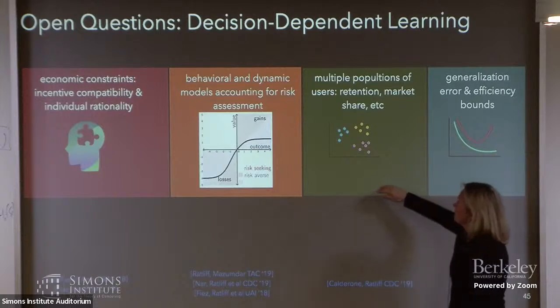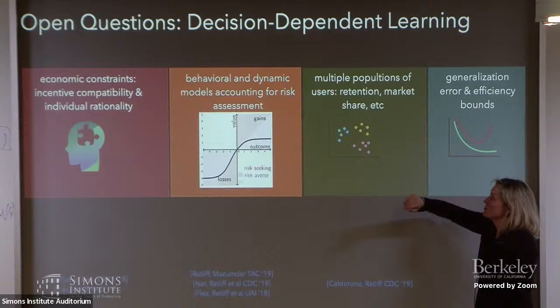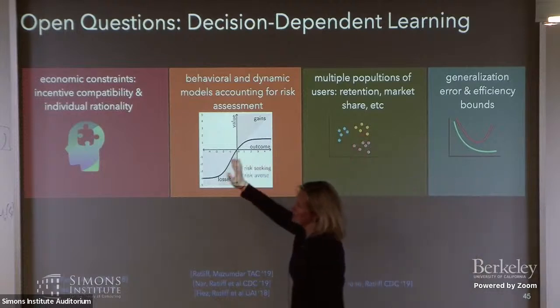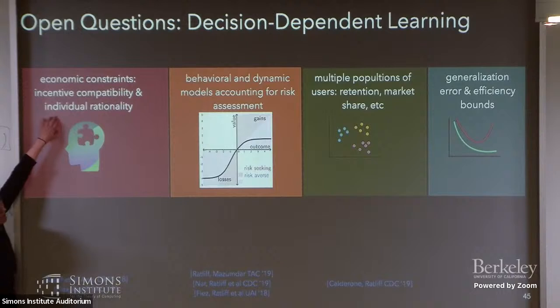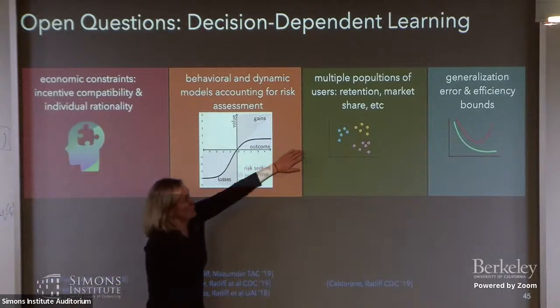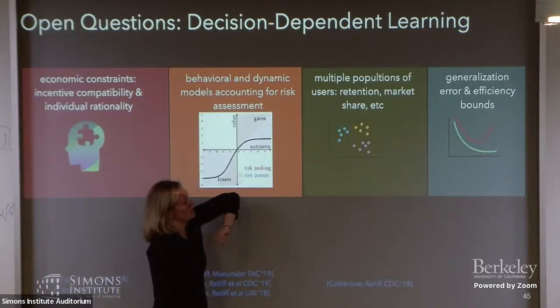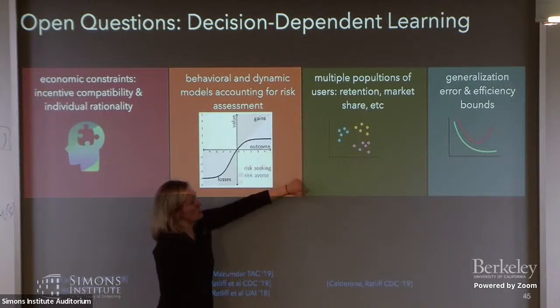In addition, we talked about one population of users. It's also of interest to think about multiple populations of users and how the market share splits up amongst those users. Related to that is incorporating economic constraints like individual rationality for those users. For example, users might compare to an outside option and decide to just not participate. Then you'll have this sort of attrition in the underlying population, which is an interesting effect to account for.